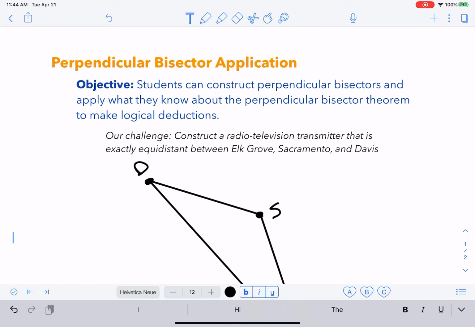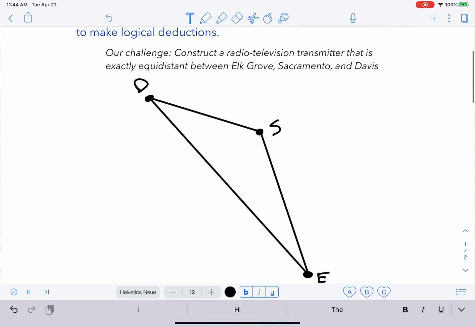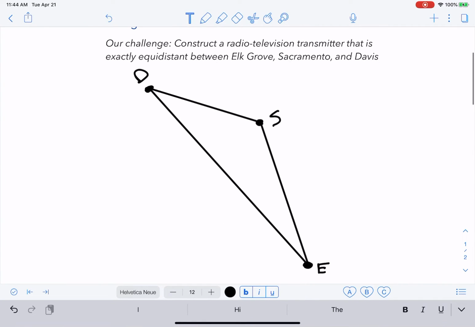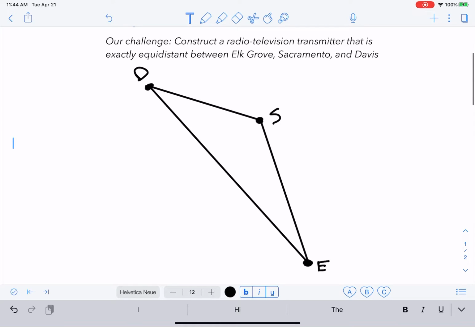Okay, so our challenge, and this is based on the performance task in your book that you're going to actually do for homework as well, is to construct a radio television transmitter that is exactly equidistant between Elk Grove, Sacramento, and Davis. And I've drawn a rough triangle here showing that Elk Grove is mostly south of Sacramento, and that Davis is a bit north and west of Sacramento. Not a perfect map, but let's assume it is for the purposes of this math problem.